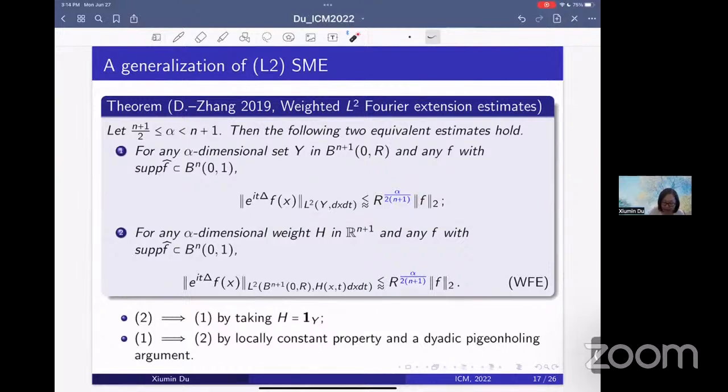Okay. And part 2 said that the L2 norm of the Schrödinger solution over the n plus 1 dimensional ball of radius R with respect to any alpha dimensional weight H is bounded above by the same term, R to the alpha over 2 times n plus 1 times the FL2 norm. These two parts are equivalent. Part 2 implies part 1 because given an alpha dimensional set Y, its characteristic function is an alpha dimensional weight. And part 1 implies part 2 by the locally constant property and a dyadic pigeonholing argument. This was observed in the paper.